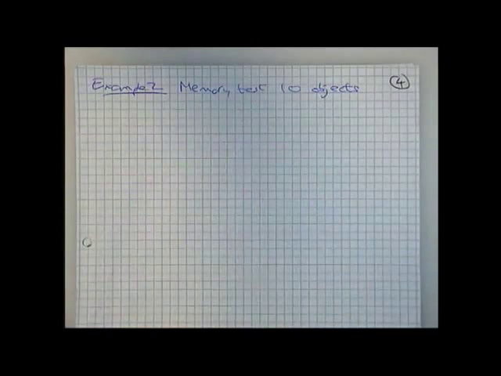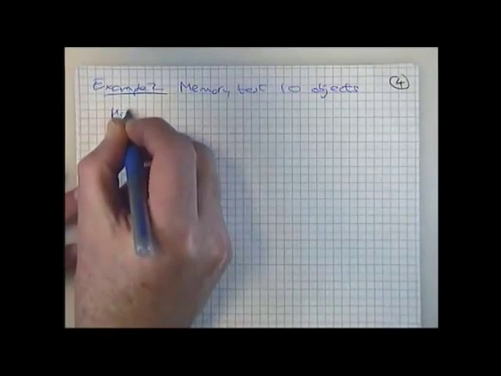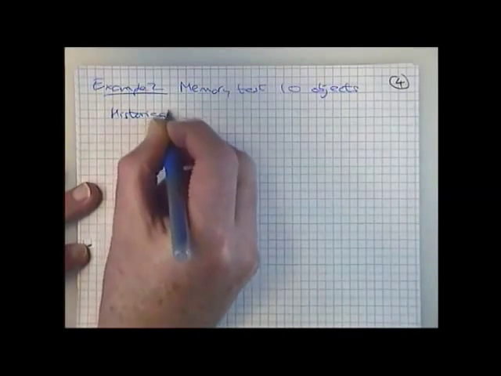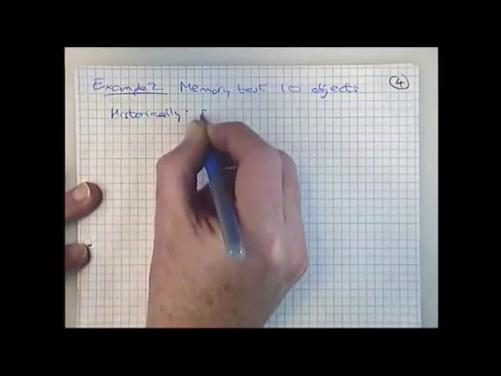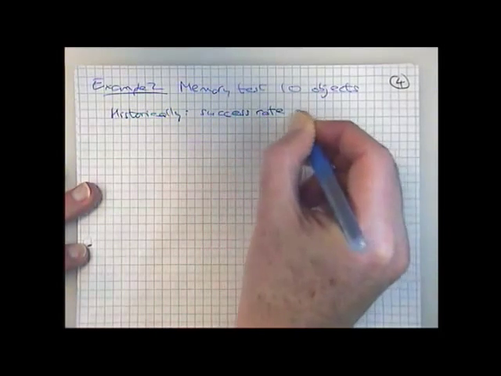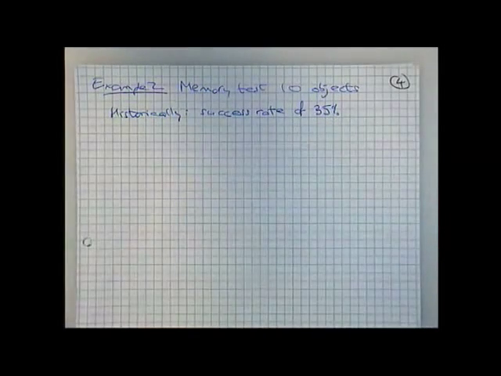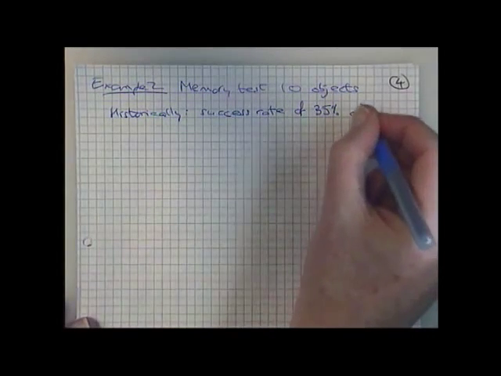Example number 2. Memory test. 10 objects are shown to you for a period of time, then maybe they're hidden or removed, and you've got to say how many of them you can remember. Now, historically, when people have been doing this, there has been a success rate which averages at 35%.